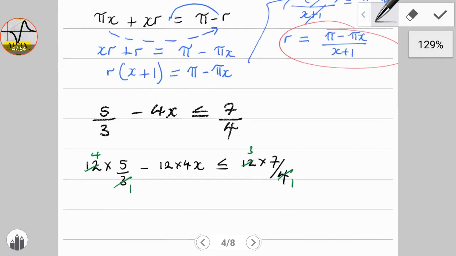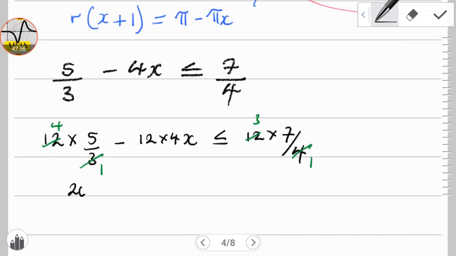Then we're now left with, say here, 4 times 5 is 20. Take away 12 times 4x is negative 48x, and that's less than or equal to 3 times 7 is 21.